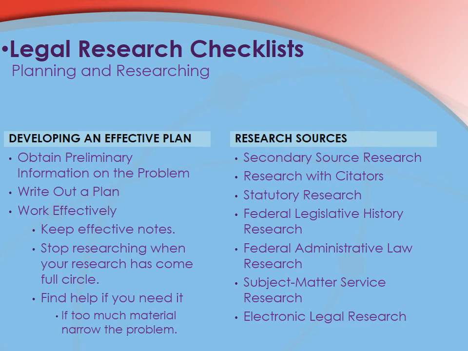You want to research with citators if you already have specific cases and citations. Starting from there, look at that case, research that case, and then Shepardize, KeyCite, or use another citation system if you're in another legal research system, to find cases that are relevant. You can do statutory research, looking for statutes, federal legislative history research, federal administrative law research. You can also do subject matter research if you're in one of these systems like LexisNexis, Westlaw, and Loislaw.